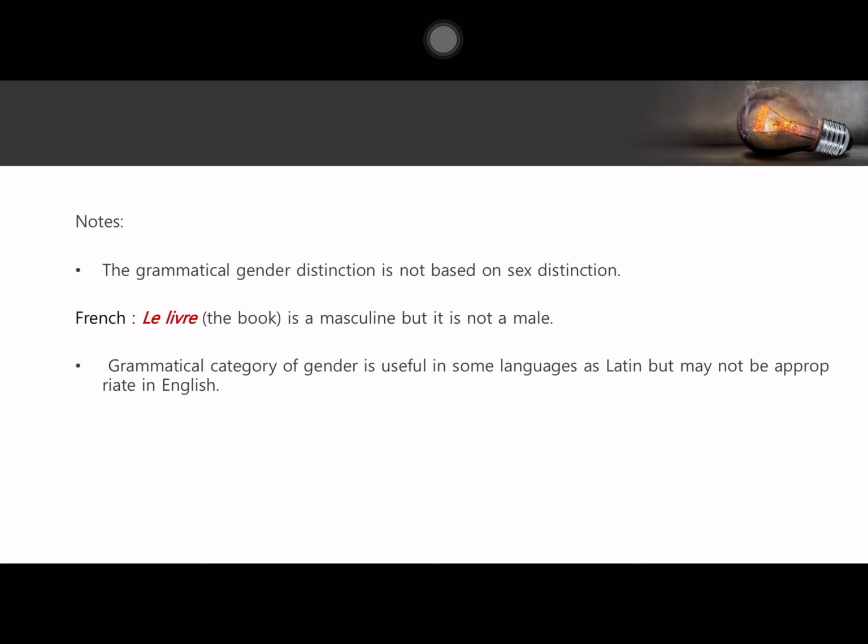The grammatical gender distinction is not based on sex distinction. For instance, the French noun le livre, which means the book, is grammatically masculine, but it does not mean that it is a biological male. So the grammatical category of gender is useful in some languages such as Latin, but may not be appropriate in English.